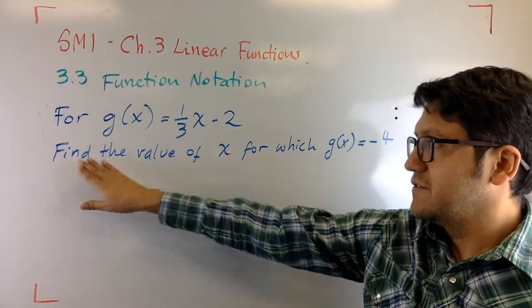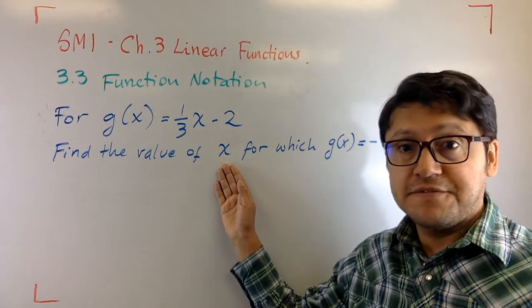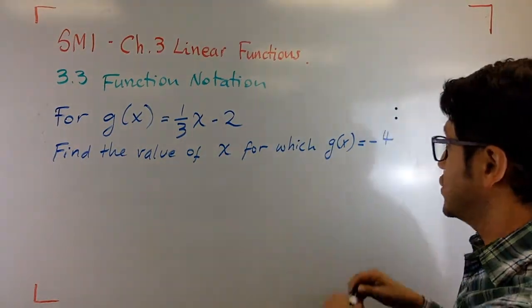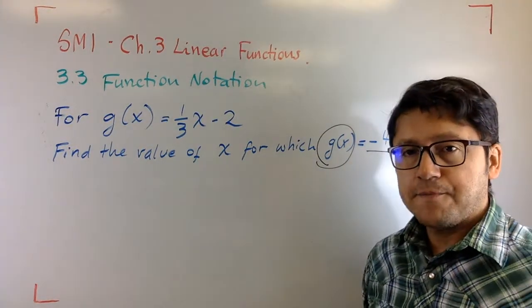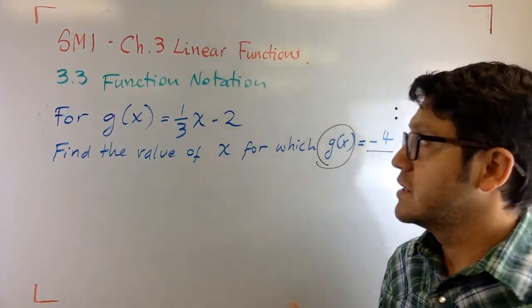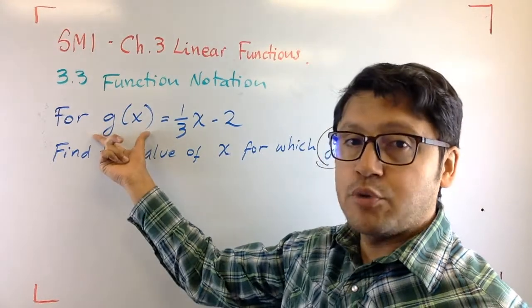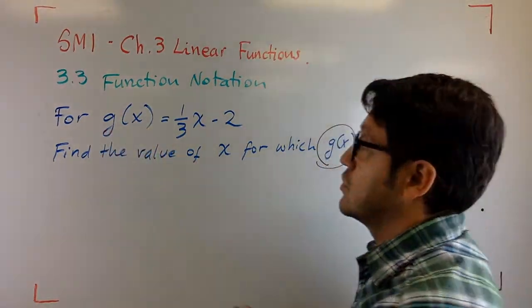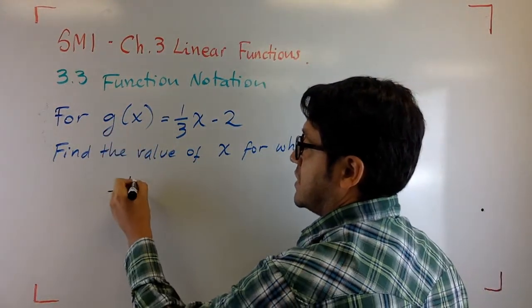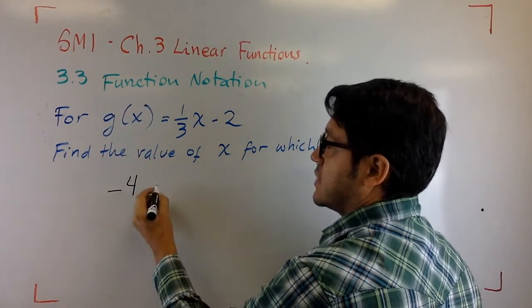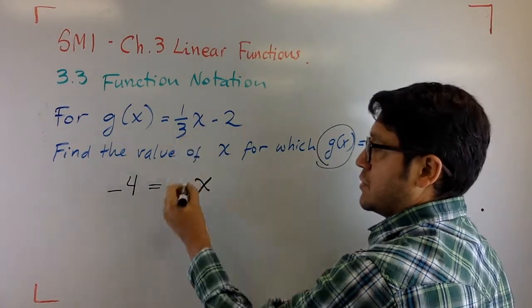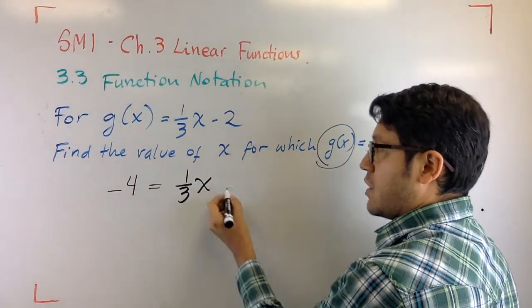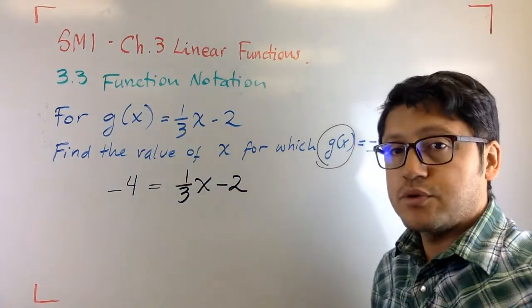Well, so look at this. Find the value of x. That means find the input for which the output is -4. Okay? What does that mean? And let's solve it. Now, this output is now -4, so we're going to plug it in from here. Now, this is -4, and this is the result of taking the input multiplied by 1/3 and then subtracting 2.